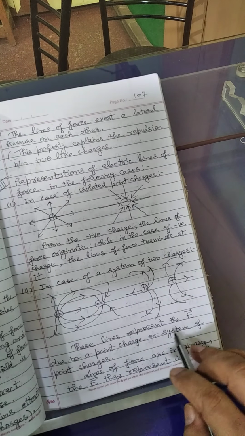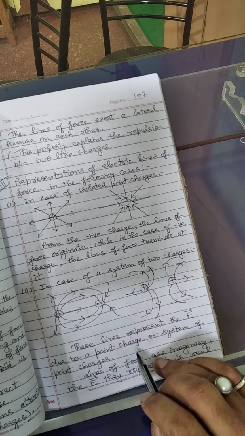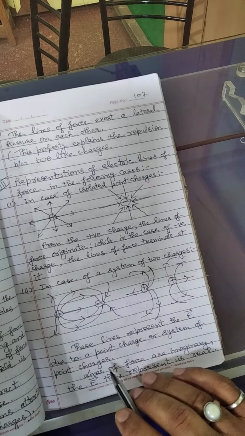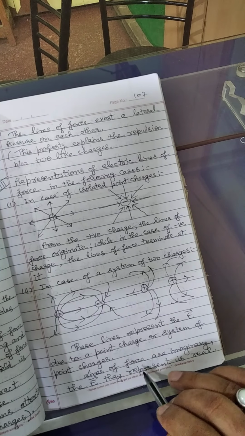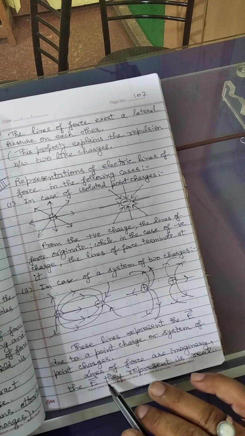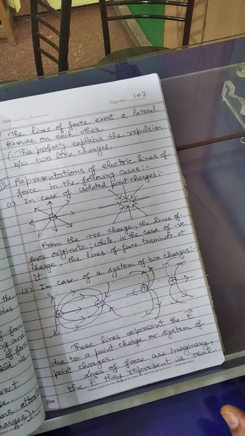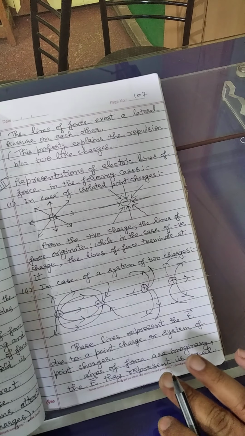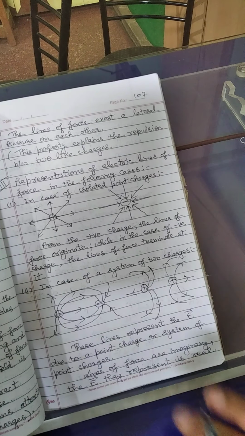These lines represent the electric field due to a point charge or a system of point charges, and these lines of force are imaginary. Very important point, children. The lines of force are imaginary, but the electric field they represent is the real one.